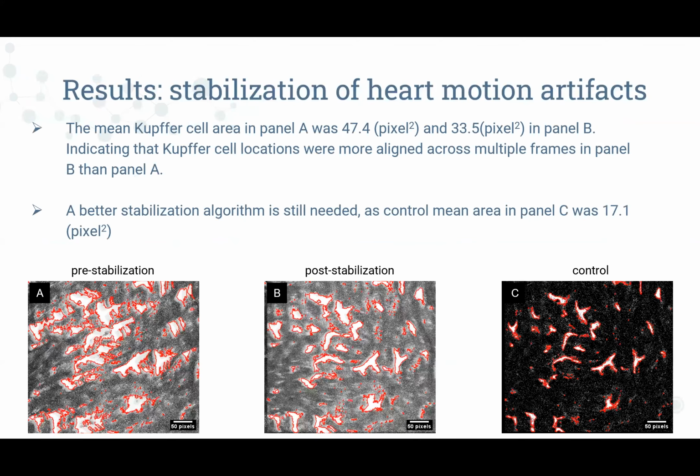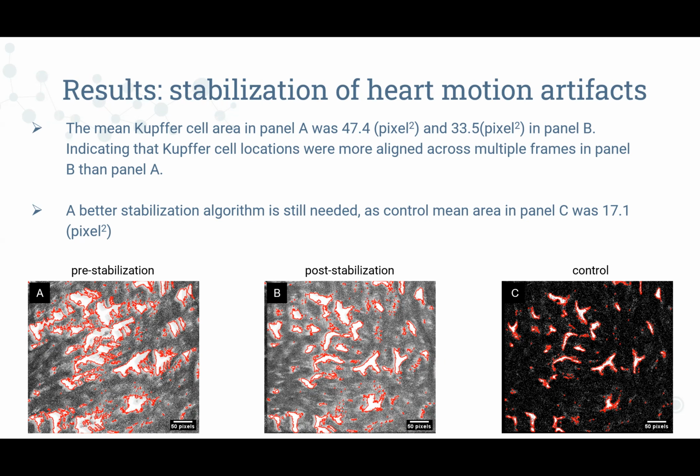So data stabilization, we can see that the red symbolizes the area of Kupffer cells. And so Kupffer cells are known as non-motile cells. So if we stack them on top of one another over time, we expect to not see a huge area. But as we can see in the pre-stabilization, the area is moved and really jagged, whereas in the post-stabilization, the area has been confined a little more.